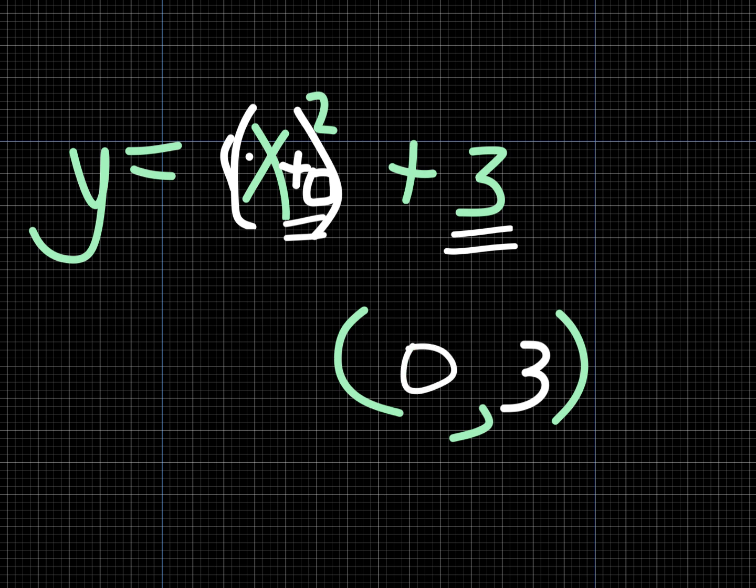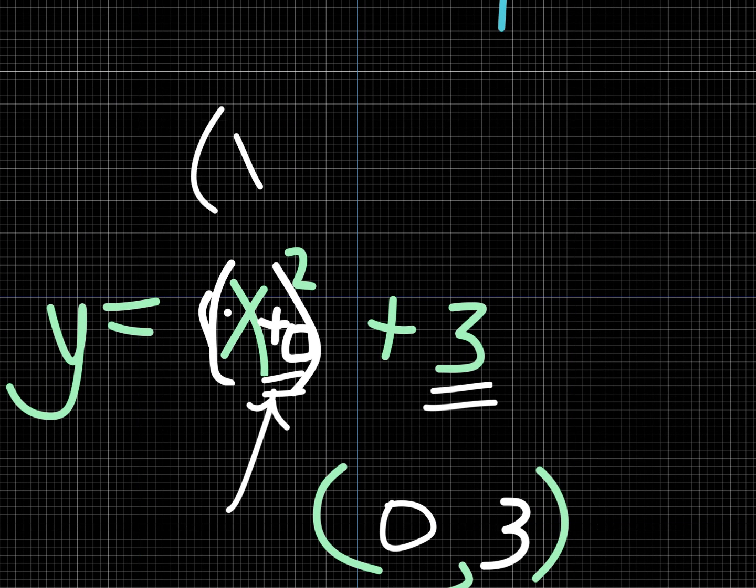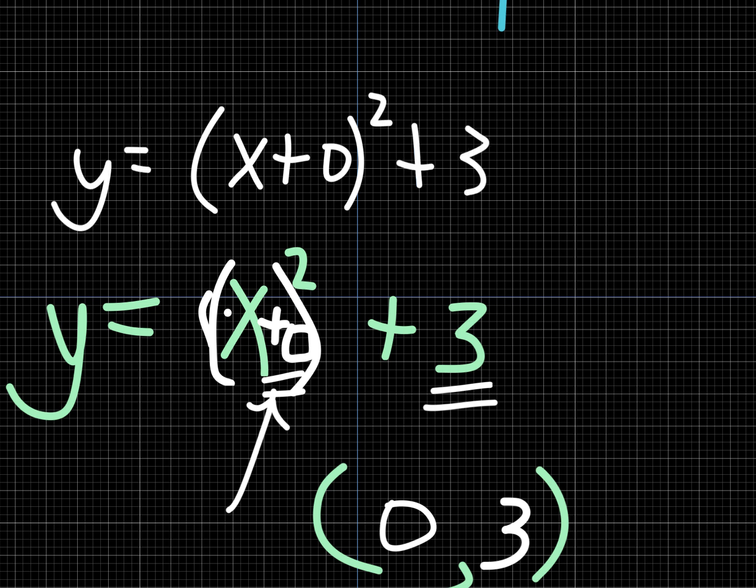Do you see how I did that? You can add a plus 0 if you want to, and then that sort of makes it look like it's in the right form. Here, I'll write it nicer. See how I did that? It's basically the same equation. I just snuck a 0 in there so I could see what the vertex was. 0 comma 3. Okay. All right.